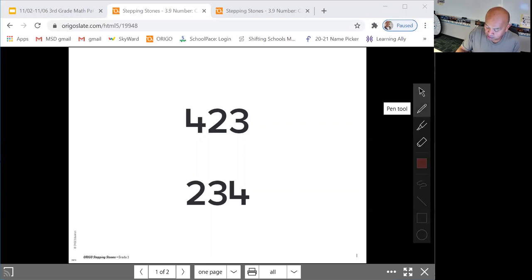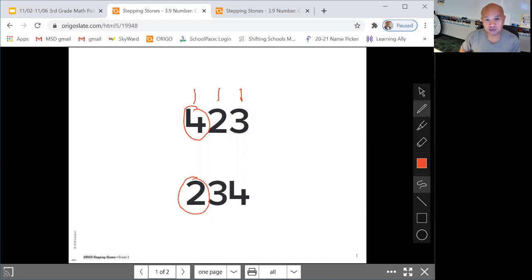I'm going to get my pen tool going here. One thing that we can do is look at the place value, the greatest place value. Right here we've got the ones, the tens, and the hundreds, and the greatest place value is the hundreds. So let's look at that first. Here we have 400s and 200s. What's the greater number? Yeah, 4. Because 400s is greater than 200s, we know that 423 is the greater number.